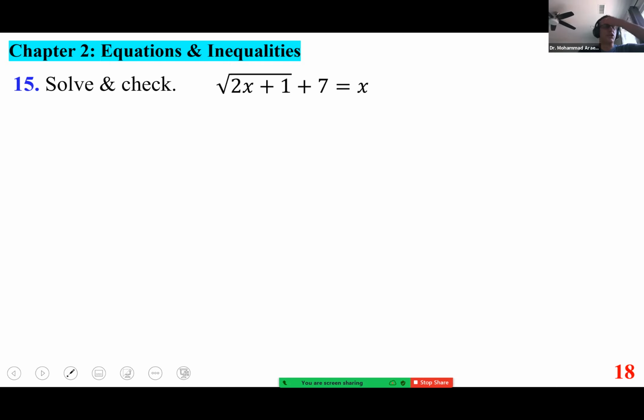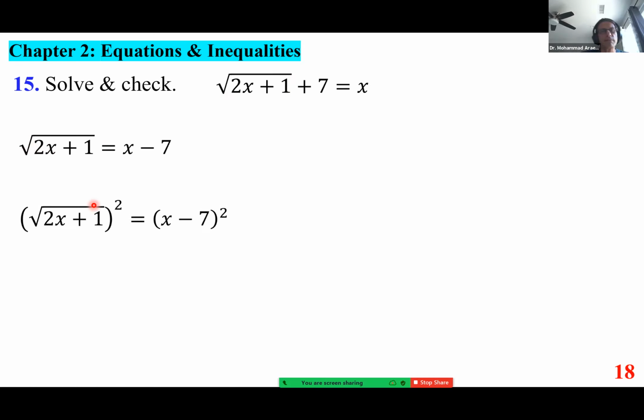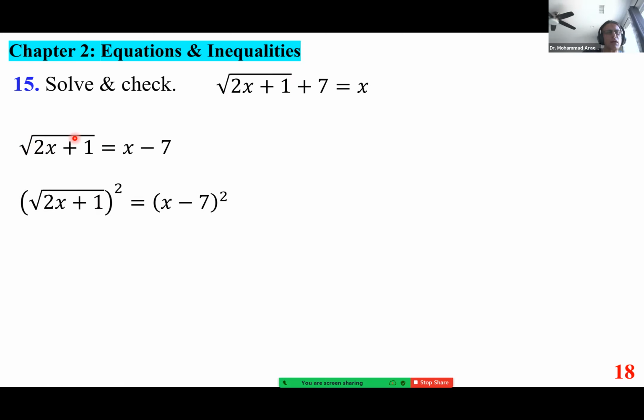We want to solve and check. It's a square root. So number 1, move the 7. So again, you want to isolate your root, and you want to raise it to an appropriate power, because it's a square root. You want to raise it to the second power. When we do that, this comes out. This becomes x squared minus 14x plus 49. I'm assuming everybody remembers a minus b quantity squared. And so you move the 2x becomes minus 2x.